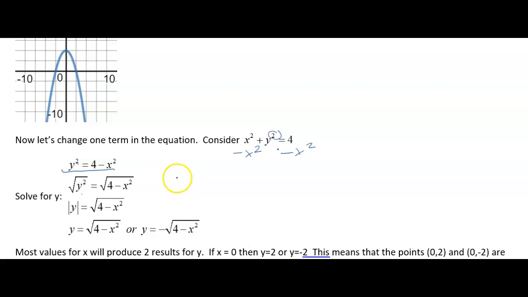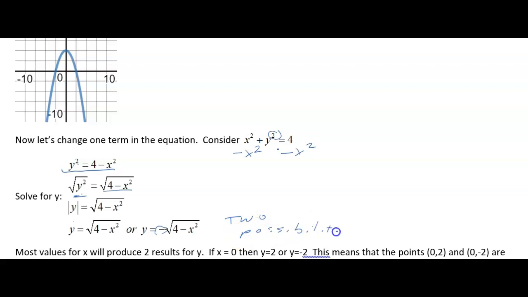If I tell you the square of your number is 9, your number could have been either one of those, but you do know its absolute value was 3. So when you take the square root of both sides, you're really getting the absolute value of one side. So if the absolute value of y is this, it means y was either the square root of 4 minus x squared, or it was the negative of the square root of 4 minus x squared. That is 2 possibilities for one x.